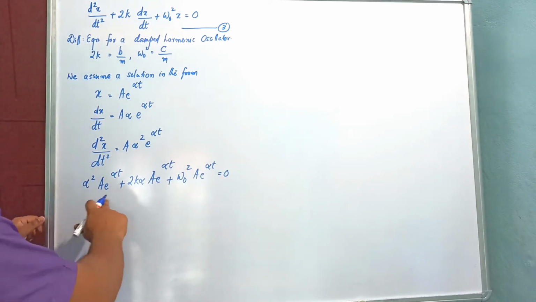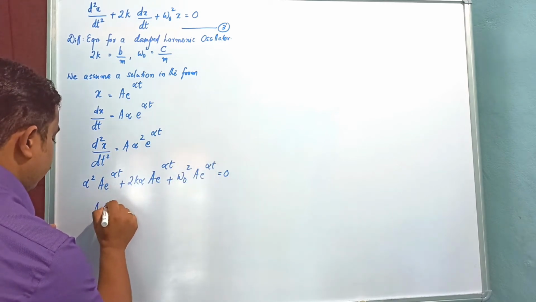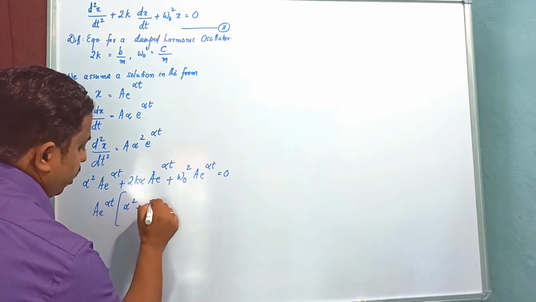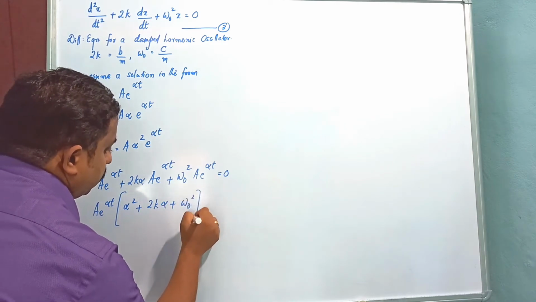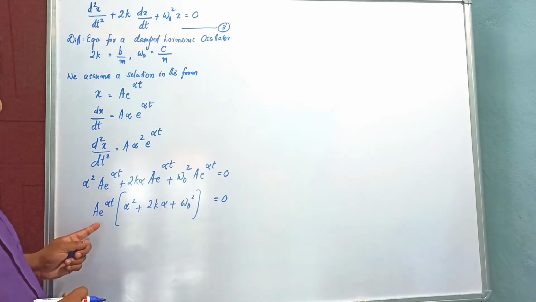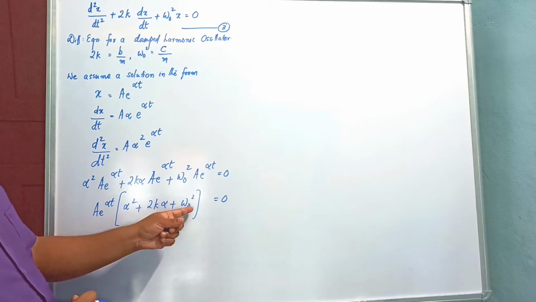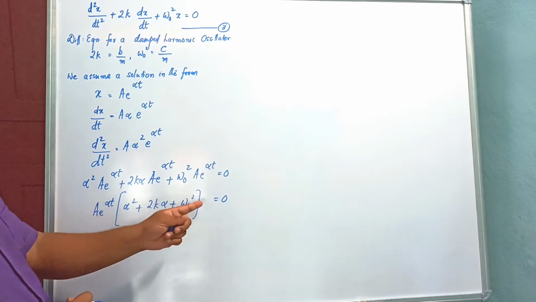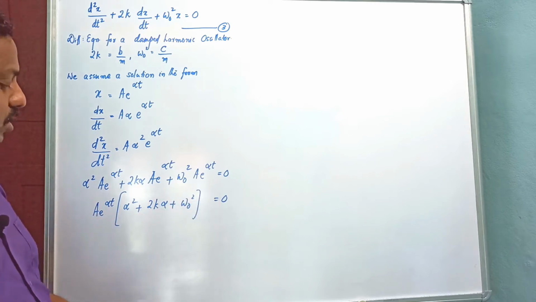So we can take a common factor here, a e raised to alpha t, into alpha square plus 2k alpha plus omega 0 square equal to 0. This means either a e raised to alpha t should be equal to 0 or alpha square plus 2k alpha plus omega 0 square should be equal to 0.